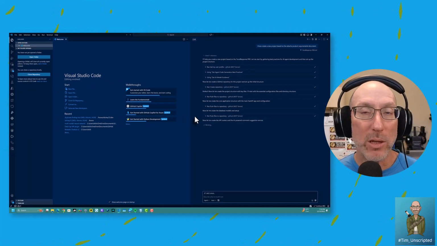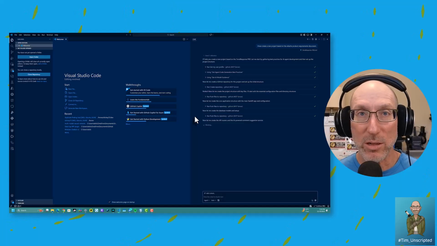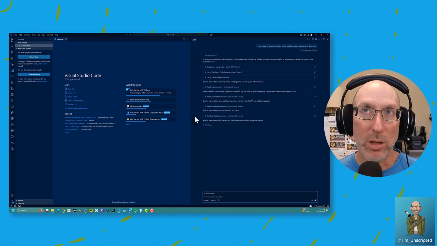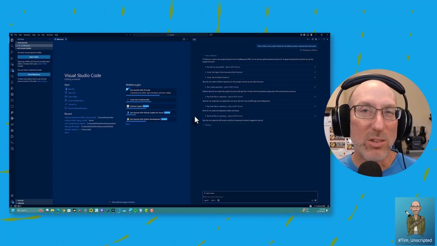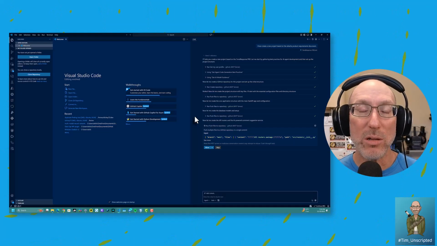So GitHub Copilot is following the instructions that I put into the PRD as far as, hey, these are the things that I want built out to get this proof of concept ready, or get this thing set up properly. And so it's executing on the different steps.